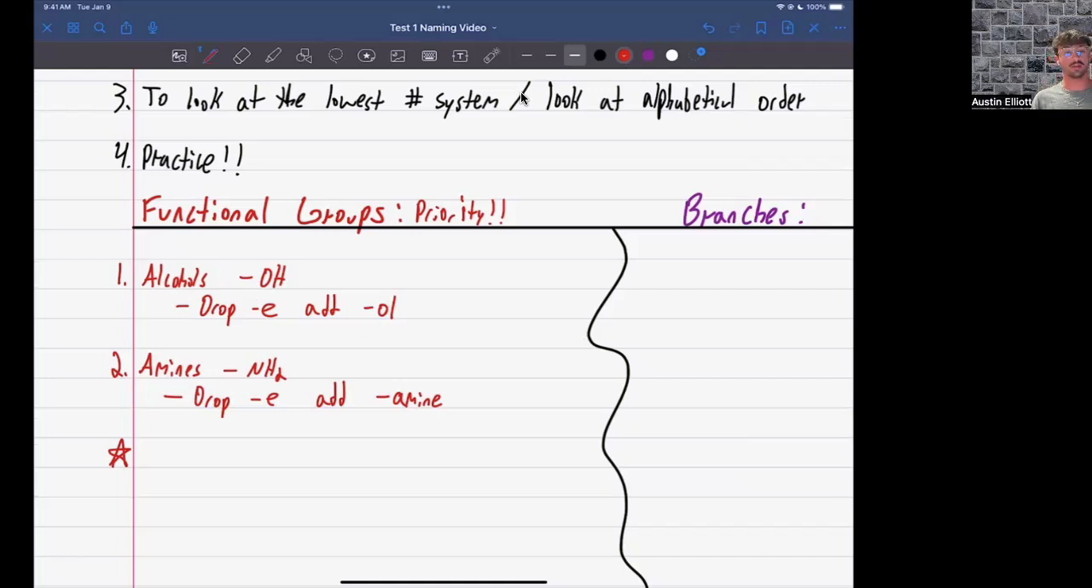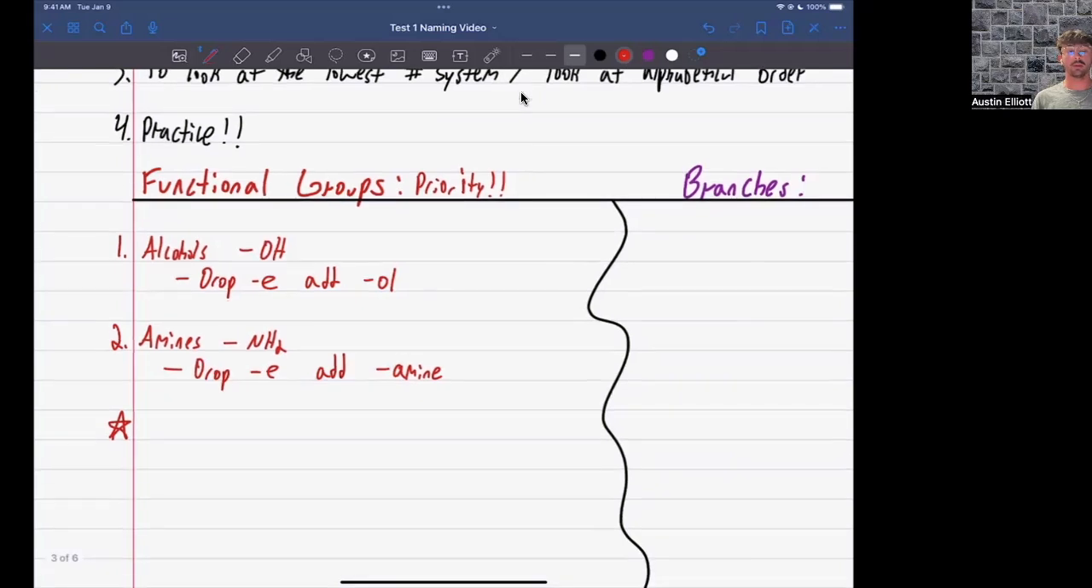Now, with alcohols and amines being functional groups, they're not equal. Alcohols take priority over amines. So if you see an alcohol group and an amine group on the same molecule, that amine group is going to turn into a branch and will have a different name that we'll talk about in a little bit. So alcohols right now are our number one priority group, and we'll be through OChem 1.